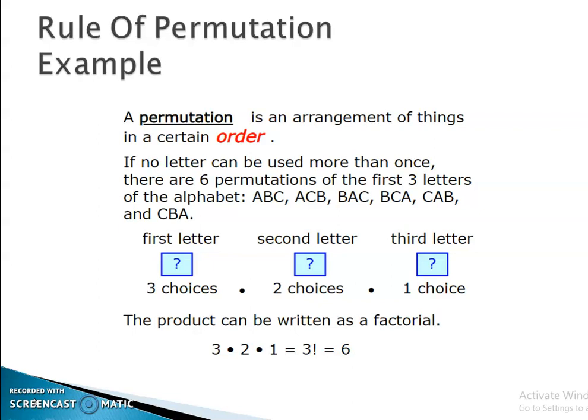So there are 6 permutations: ABC, ACB, BAC, BCA, CAB, and CBA. There are 3 choices for the first letter. If any one of the letters is selected over here, 2 choices are left for the second letter, and again there is 1 choice for the third letter. So the product of these 3 choices, 3 multiplied by 2 multiplied by 1, is equal to 3 factorial, which is equal to 6.